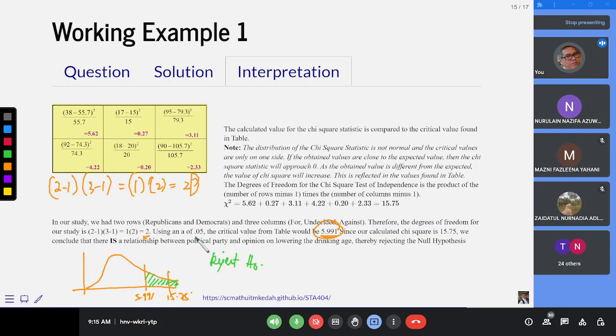Okay, so that's why it says here, using an alpha of 0.05, the critical value from table would be 5.991. Since our calculated chi-square is 15.75, we conclude that there is a relationship between political party and opinion on lowering the drinking age, thereby rejecting the null hypothesis. So we reject the null hypothesis. Null hypothesis kita apa tadi? They are independent, right? So bila kita reject, that means they are dependent. So that's why kita kata kat sini there is a relationship. Okay, so that is for the working example number 1.